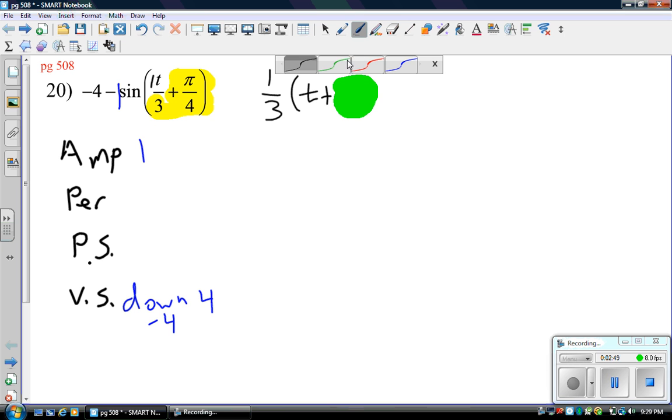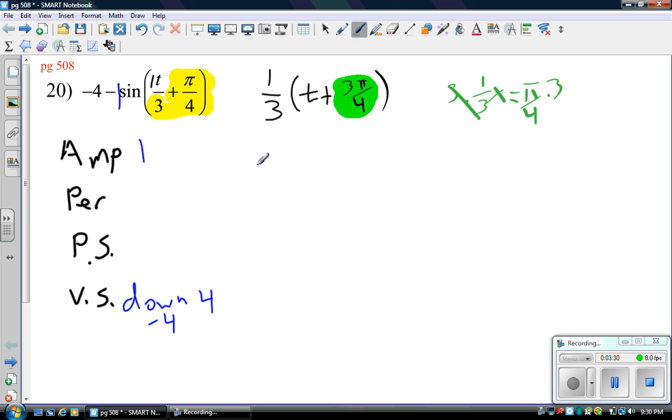And again, if it's difficult at first to figure out what it is, I would actually write this out as an equation. 1/3 times something, that's the green here, equals pi over 4. Well, how would we solve this? We'd simply times by 3. So 3 pi over 4 is what goes in here. Now we have it factored. Now that we have it factored, the phase shift is simply this number. But remember, since it's plus, this actually means move to the left 3 pi over 4.